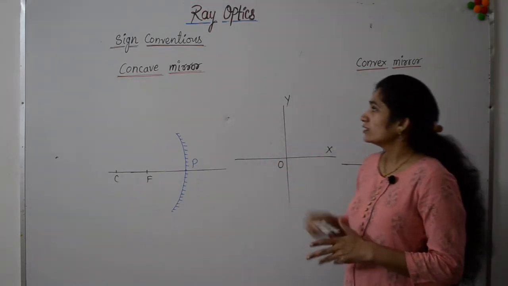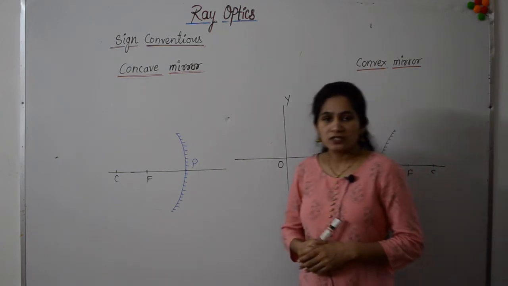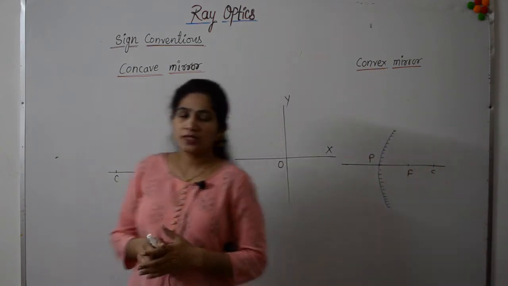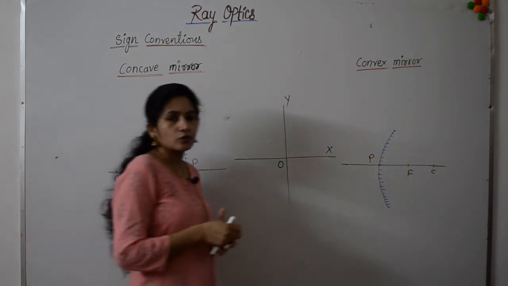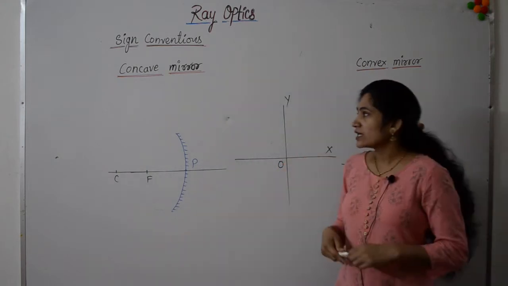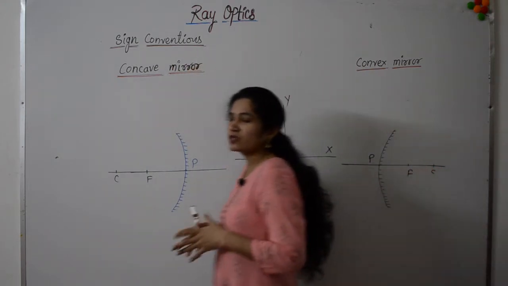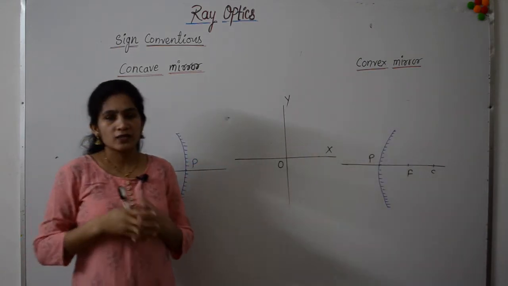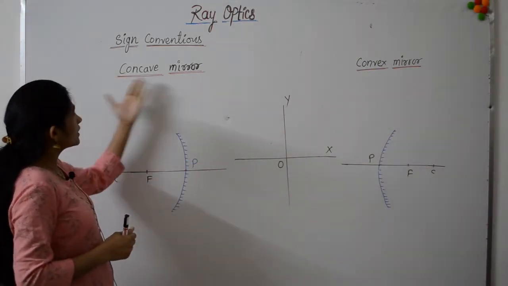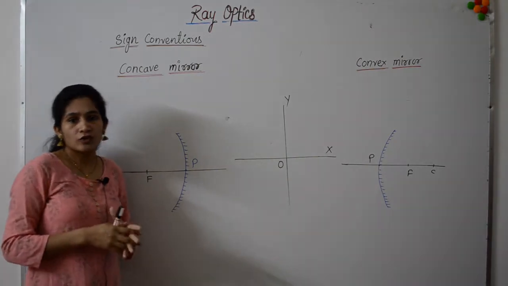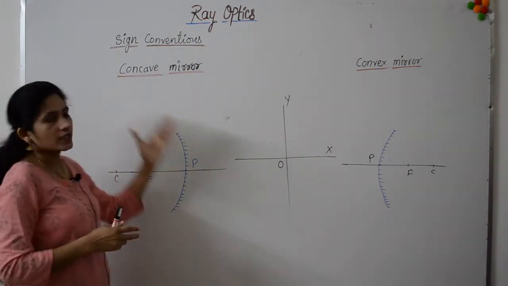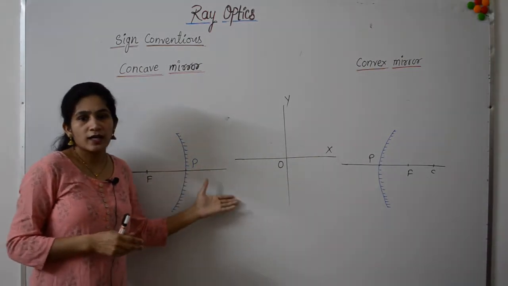Today we are going to learn sign convention for spherical mirrors. In last class we have learned about spherical mirrors and various terms related to spherical mirrors. In this class we are going to discuss sign conventions. Most of the students face problem in understanding sign conventions. But don't worry, I am going to make the sign conventions very easy for you so that you can apply the correct sign convention and solve the numerical examples.